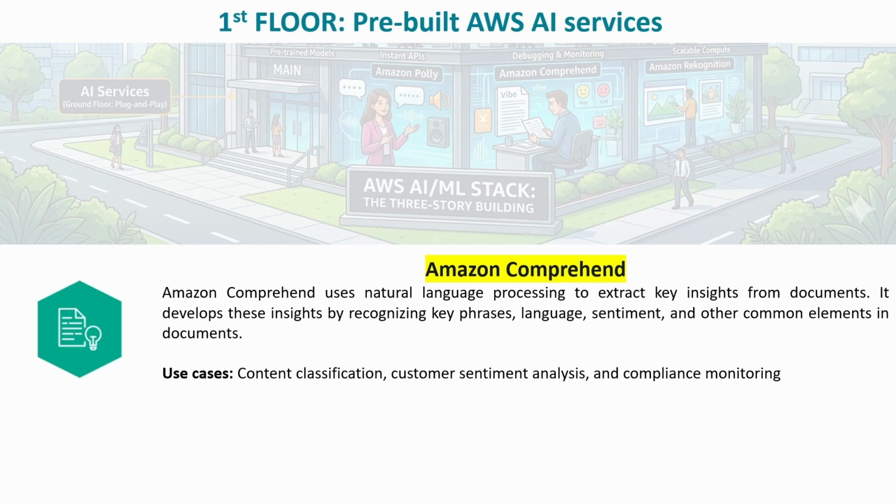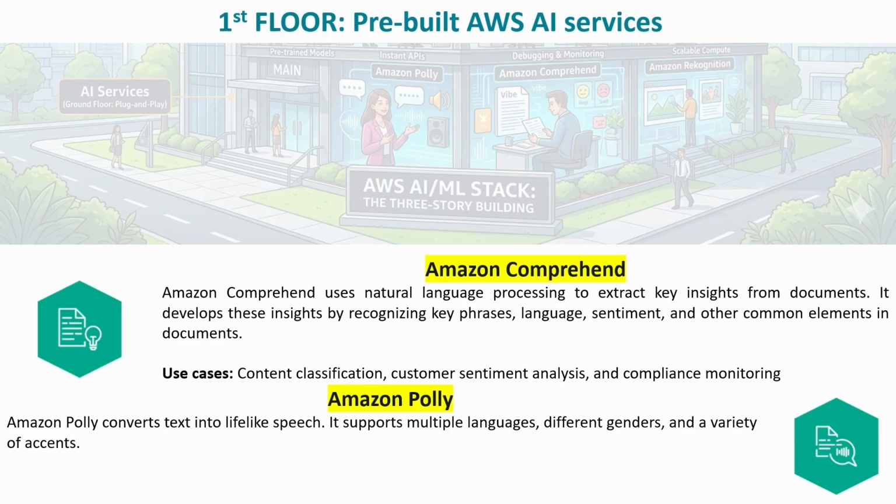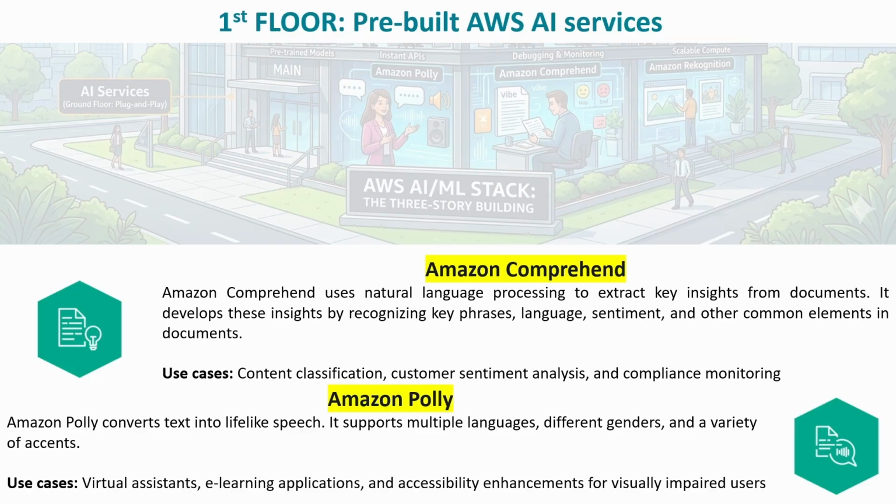Next one is Polly. She or he turns text into lifelike speech in dozens of accents. Amazon Polly converts text into lifelike speech. It supports multiple languages, different genders, and a variety of accents. Use cases include virtual assistants, e-learning applications, and accessibility enhancement for visually impaired users.